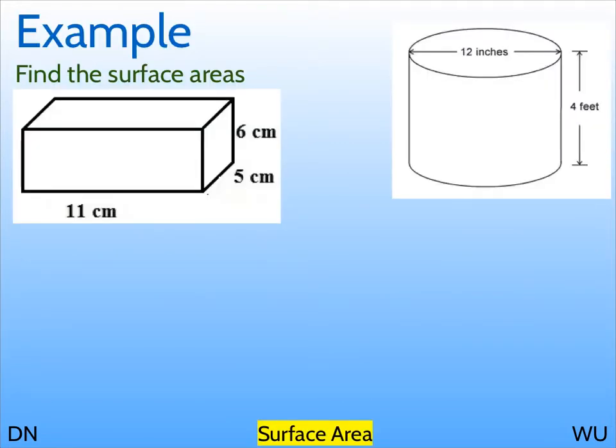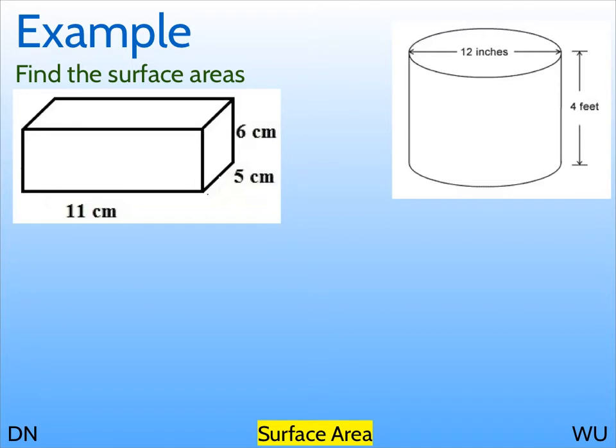So on these two questions, we're actually going to find the surface area of the rectangular prism on the left and of the cylinder on the right. So on this rectangular prism, first you have to figure out how many total faces are on this. I can see 1, I can see 2, I can see 3. How many total faces are there?